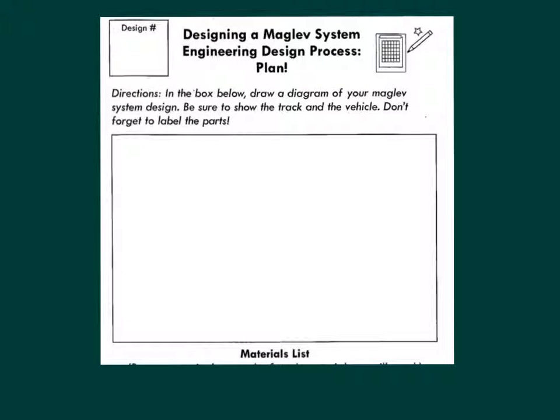Designing a maglev system engineering design process. Plan. Directions. In the box below, draw a diagram of your maglev system design. Be sure to show the track and vehicle. Don't forget to label the parts. With the materials list below, make sure you say how much of each material you will need.